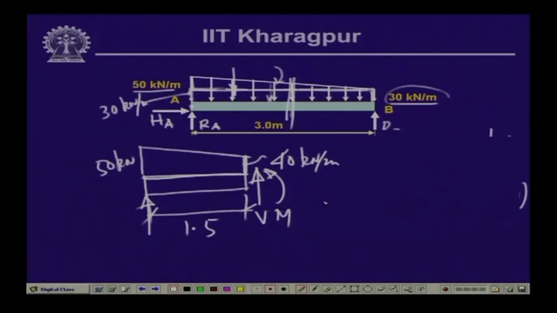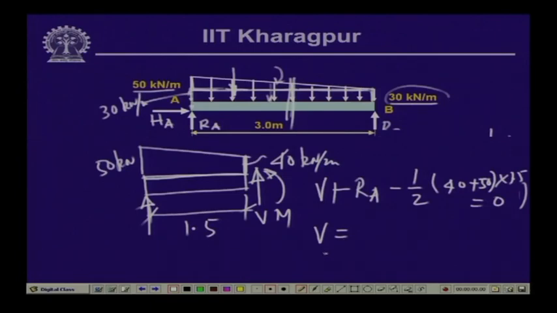Now, if you compute the value of shear, so V plus R A minus half of 40 plus 50 into 1.5, this is the total load, this is equal to 0. So, V is equal to, as we have seen, the value of R A is 65 kilonewton. So, this is minus 65 plus this is 45 times 1.5, which is 67.5. So, this is equal to 2.5 kilonewton.